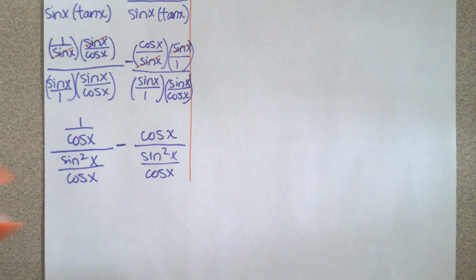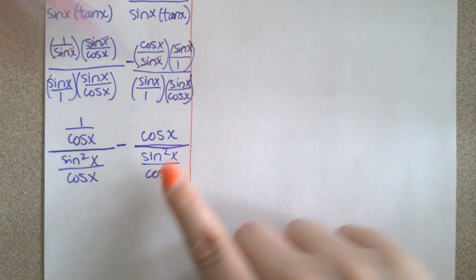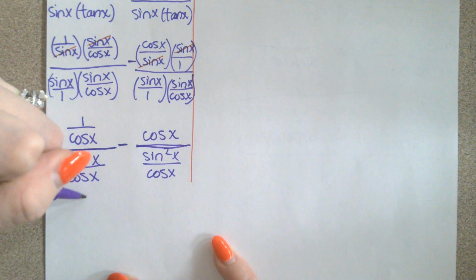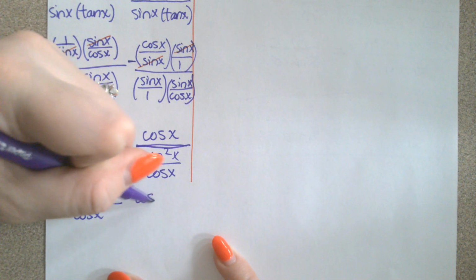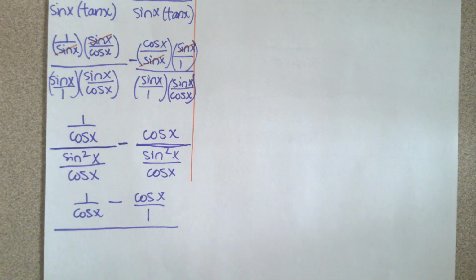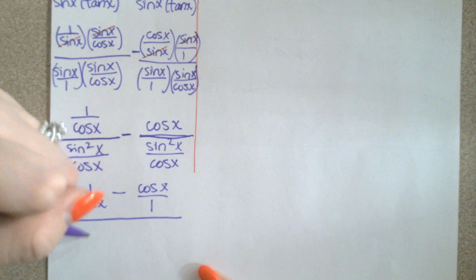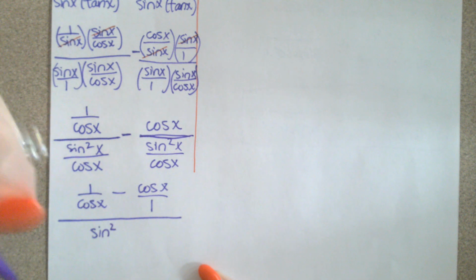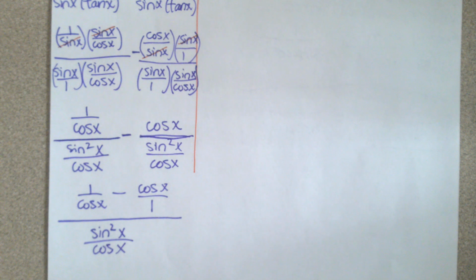Okay, now that we've got the same denominator, we can write this as one fraction. 1 over cosine of x minus cosine of x over 1, over sine squared x over cosine of x. Okay, we're almost done. We're a few steps away, but we're getting there.